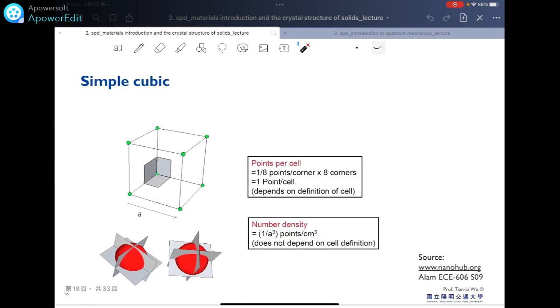Okay, so this is what we have already discussed. In the case of a simple cubic, we have 1/8 for the points per corner times eight corners, so in the end it's 1 point per cell. And if we consider number density, then we should consider the volume. So this is 1/a³, which will be the number density in the case of a simple cubic.